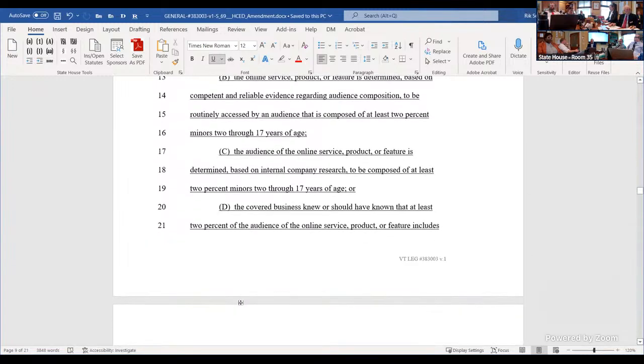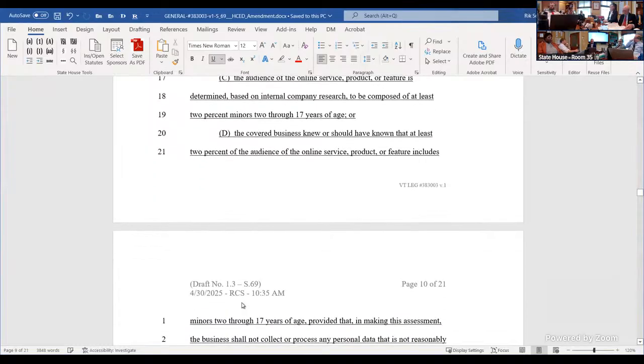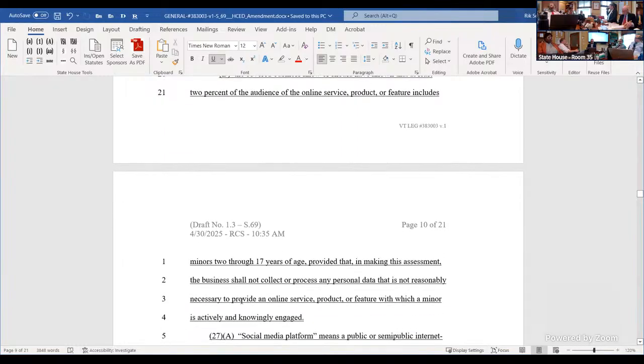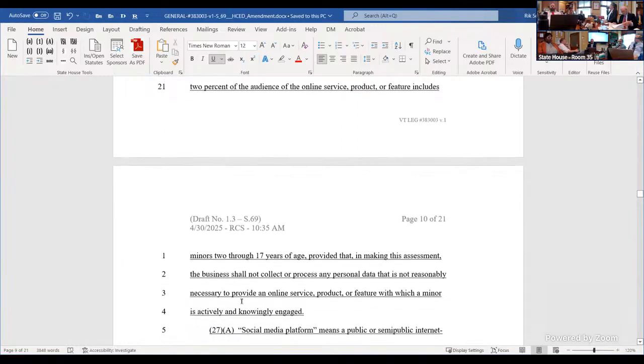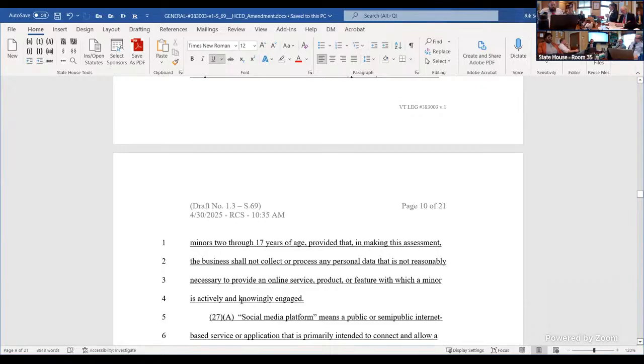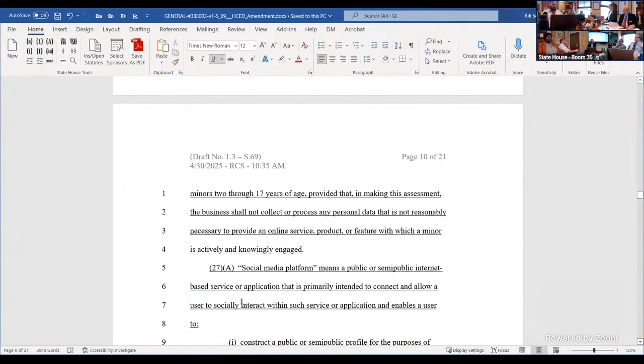The audience of the online service is determined, based on internal company research, to be composed of at least 2% minors. The covered business knew or should have known that at least 2% of the audience of the online service includes minors 2 through 17, provided that in making the assessment, the business shall not collect or process any personal data that is not reasonably necessary to provide an online service with which a minor is actively and knowingly engaged.